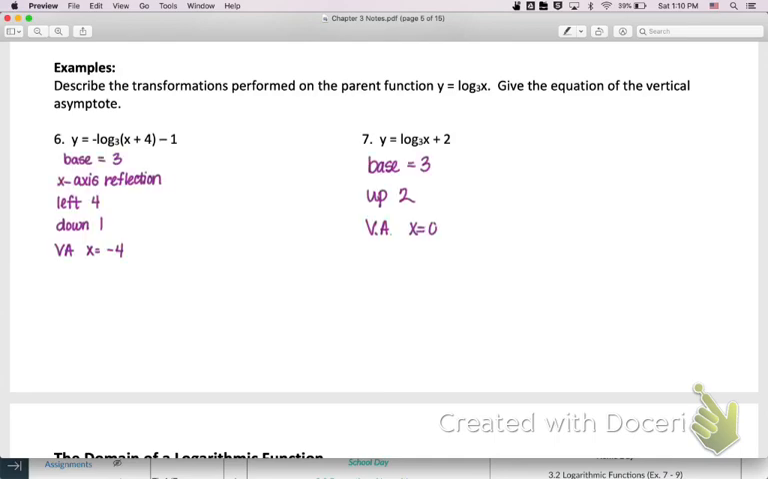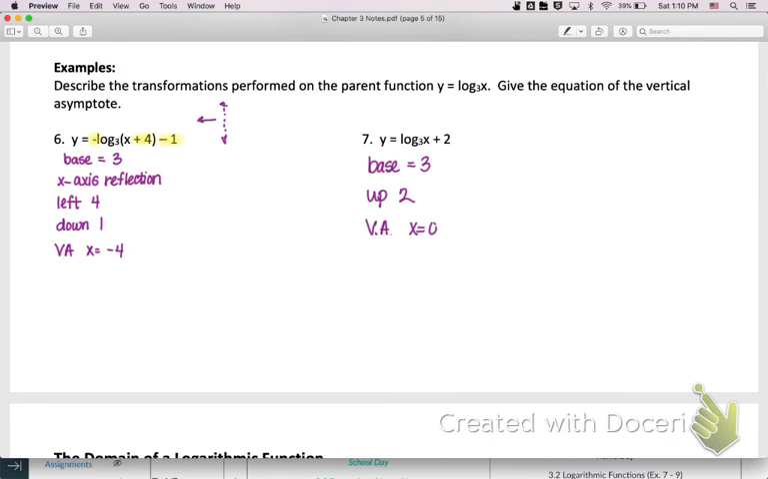All right, here's what we should have. So this negative is outside of the log, so that tells us it's a vertical transformation, so it's an x-axis reflection. We move left 4 and we move down 1. Now, if you think of a vertical line for an asymptote, that's not going to change if I move up or down, but it is going to move if I move it to the left. So that's why our vertical asymptote now is x equals negative 4. It's going to be whatever your h is, okay?